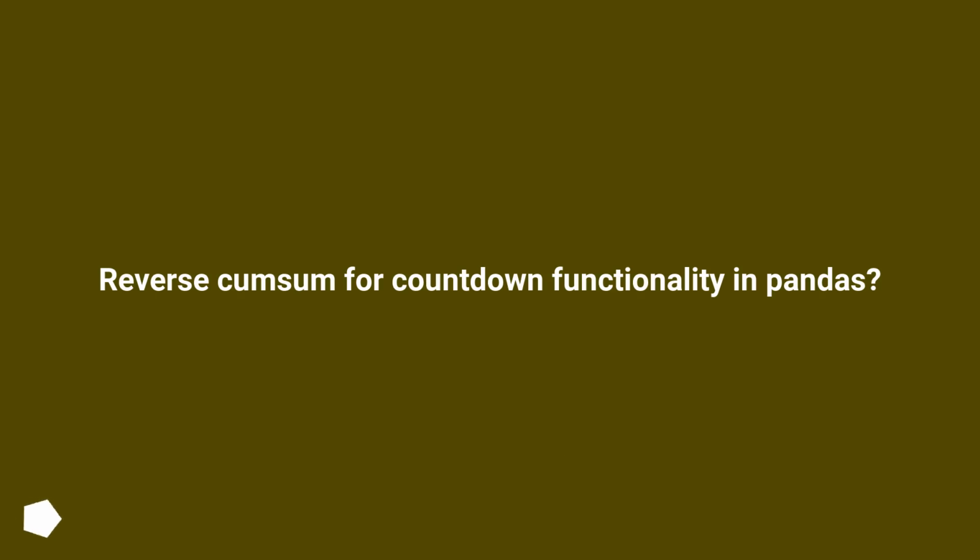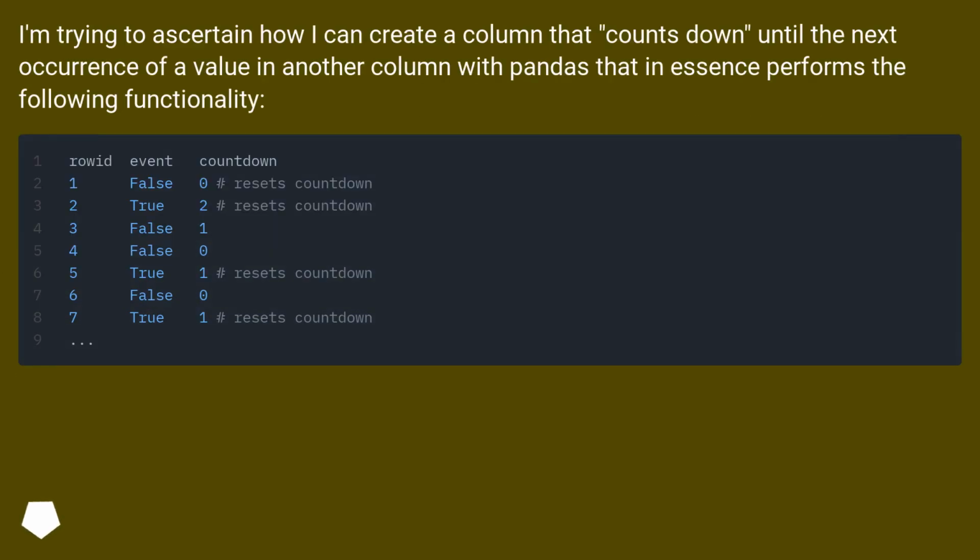Reverse cumsum for countdown functionality in pandas. I'm trying to ascertain how I can create a column that counts down until the next occurrence of a value in another column with pandas that in essence performs the following functionality.